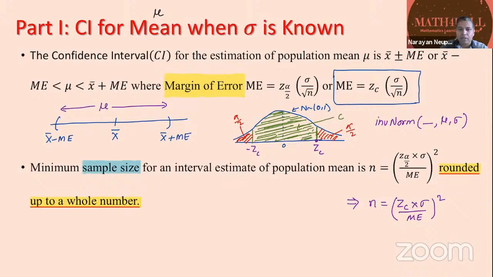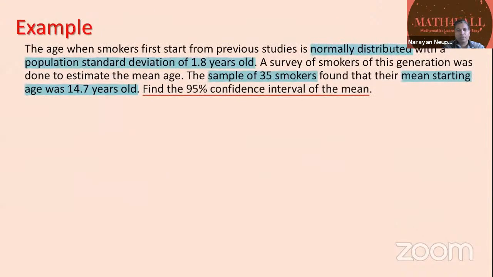Okay, let's take an example so that this will be more clear. So we are going to begin with this example here. Let's see what is given. The age when smokers first start from a previous study is normally distributed with the population standard deviation of 1.8 years. And a survey of smokers of this generation was done to estimate the mean. The sample of 35 smokers found that the mean starting age was 14.7. We have to find the confidence interval for the mean, and that should be a 95% confidence interval.